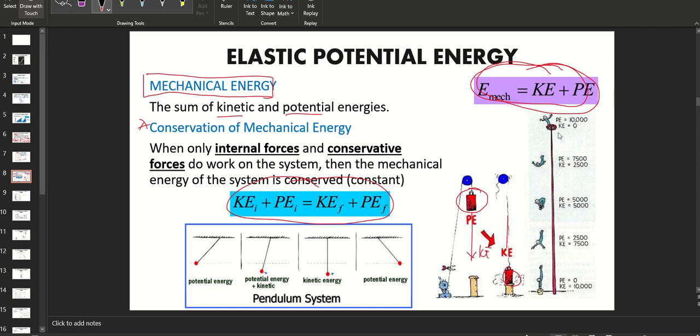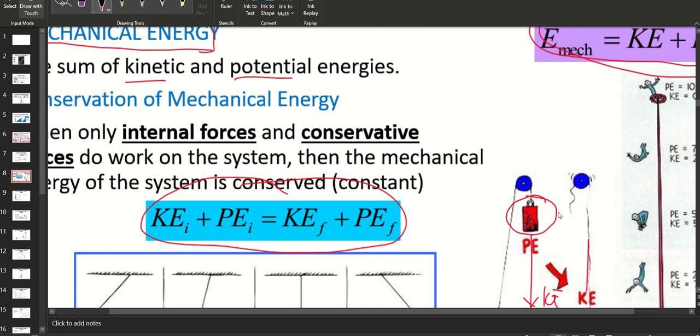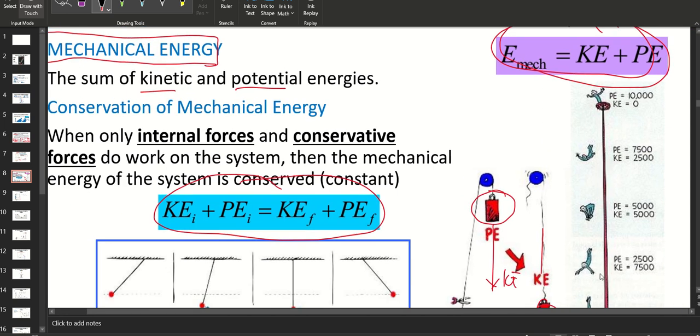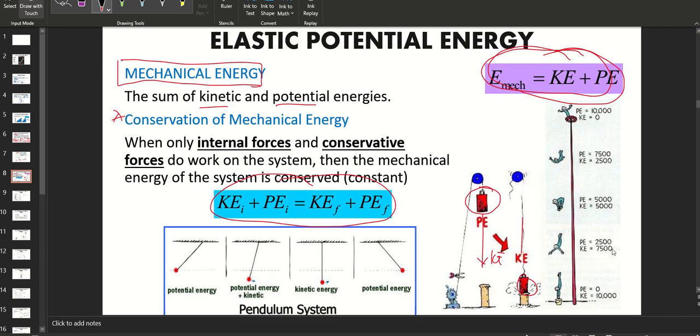So, let's try an example for this one. So, this is the example. So, zoom in tayo. Take for example, this one. This person at peak, the potential energy is 10,000, by the way, 10,000 joule. So, the kinetic energy is 0 because it did not move.